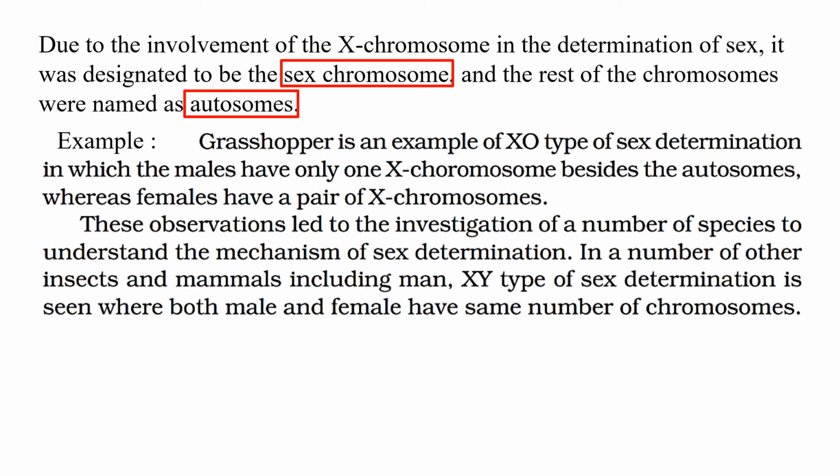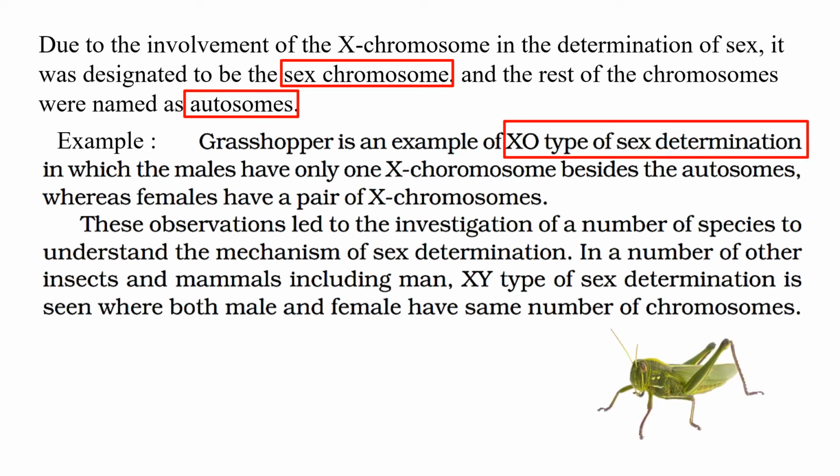Another example of this is the grasshopper. Grasshoppers also have the XO type of sex determination, in which the males have only one X chromosome, besides the autosomes, whereas females have a pair of X chromosomes. Many investigations were done on a number of species to understand the mechanism of sex determination.